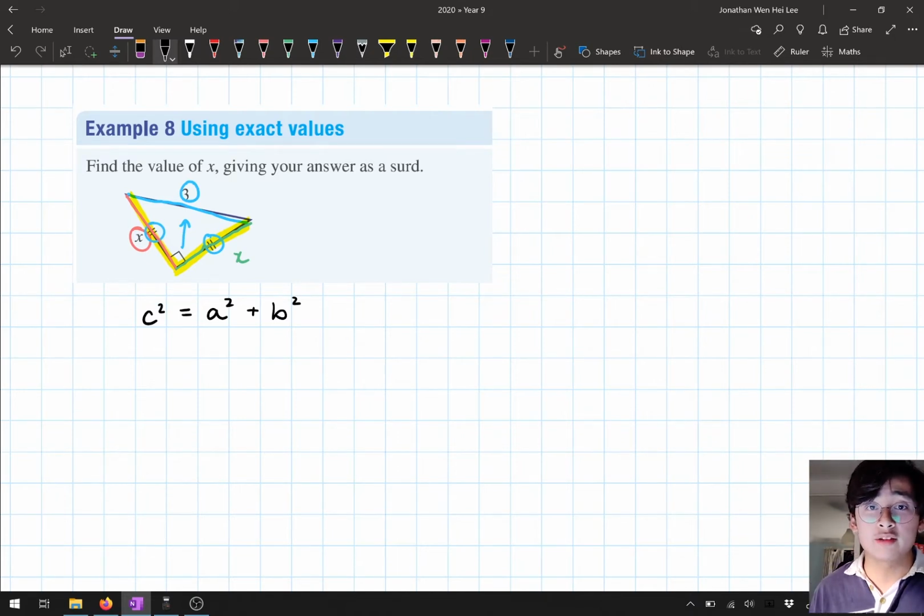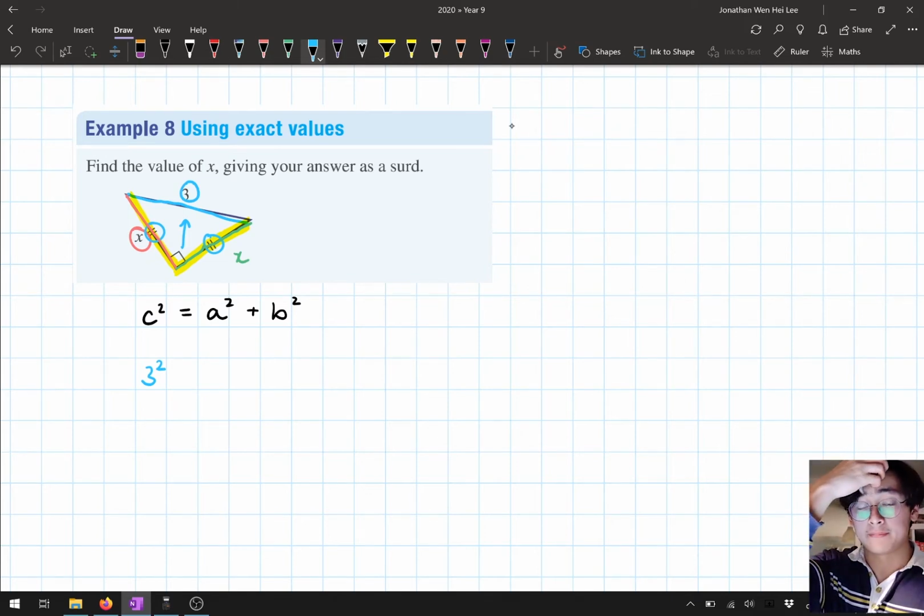Instead of substituting and rearranging all in one go, I'm actually going to substitute my values in first. So let's have a go at that. Firstly, what is the value of c? C is just the length of my hypotenuse. If you have a look at my diagram, it's the length directly opposite the right angle. So for c squared, I'm going to write 3 squared.